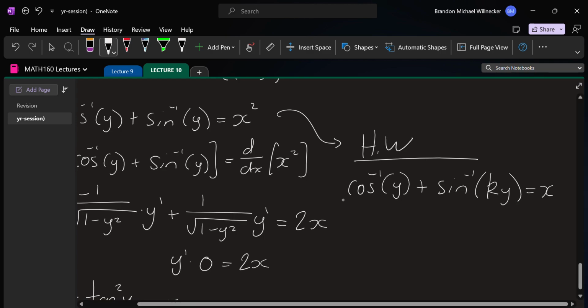Let's say we had cos inverse y plus sine inverse ky equals x squared. Like I put on Desmos, you change the factors there. For which values of k does this have a solution?